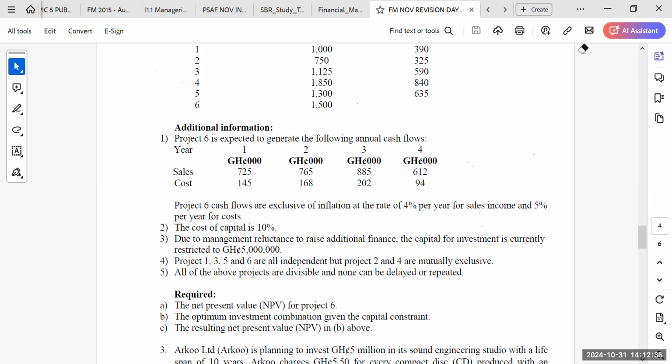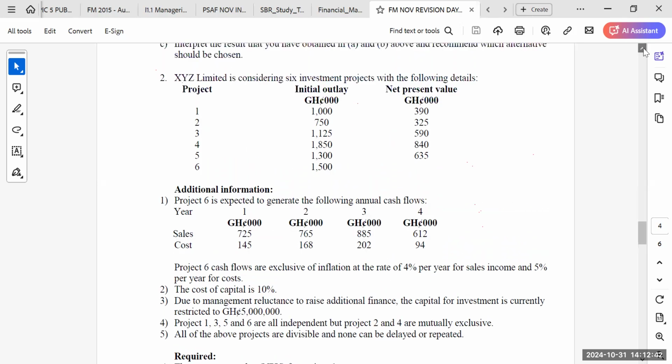So you have to pay attention to those words very well when you come to the issue of capital rationing. They are saying that XYZ Limited is considering 6 investment projects with the following details. Mostly they want to examine you on the issue of profitability. They will give you the net present value for all the projects, but they will not give it for one project.